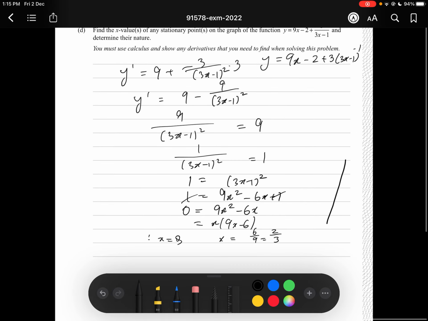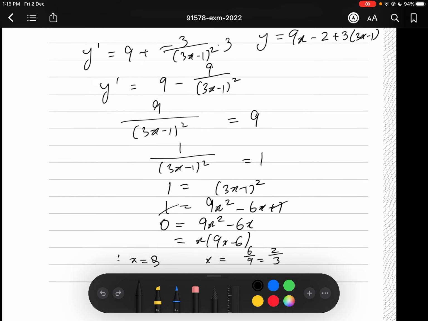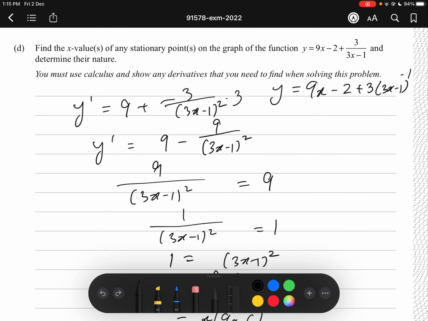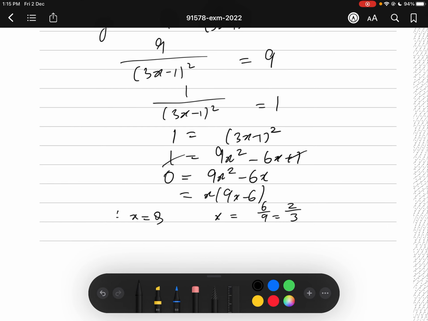So let's just double check that none of these values are going to end up with an undefined function. So let's substitute x equals 0 into y. If we substitute x equals 0, then the denominator here is not equal to 0, so that's okay. So let's try substituting x equals 2 over 3. 2 over 3 times 3 is 2. 2 minus 1 is 1, which is not 0, so that's also okay. So both of these points are okay.